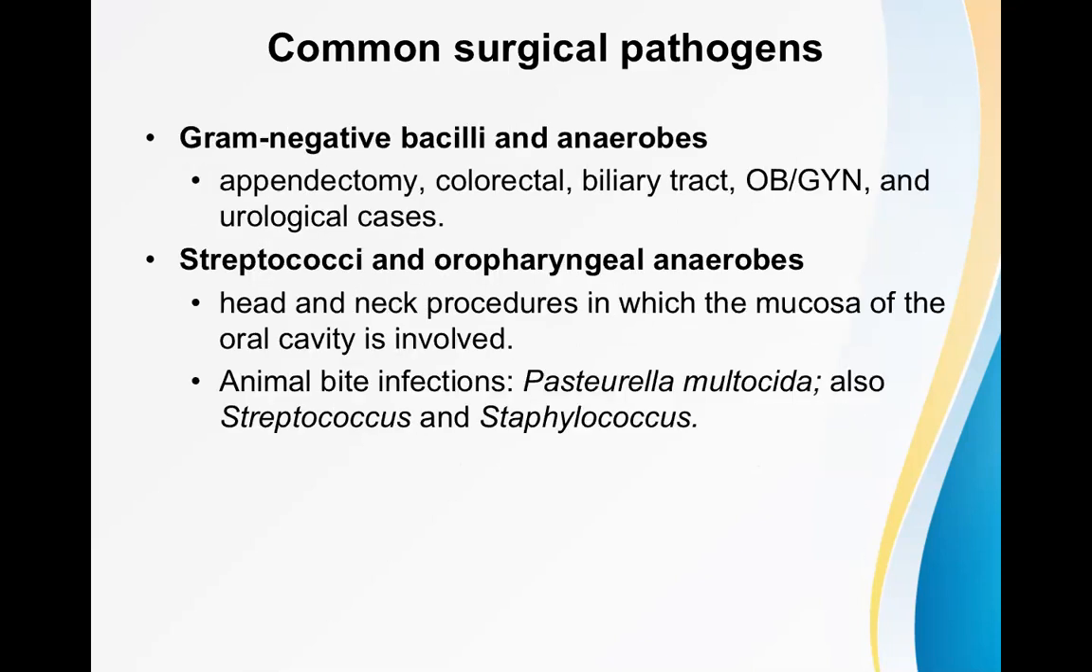Other surgical pathogens are gram-negative bacilli and anaerobes. And they usually cause infection in situations like appendectomy, colorectal surgery, biliary tract surgery, obstetric and gynecological surgery, and urological surgery. These are the different examples. Because many of them are internal tracts, isn't it? So internal tracts have these pathogens present. That's the reason.